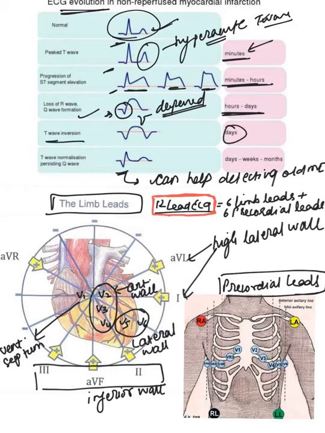Followed by that, within days, there is T wave inversion. And within days, weeks to months, there is normalization of the ST segment, normalization of the T wave inversion, but the Q wave persists. So presence of Q wave can help in detecting old MI.